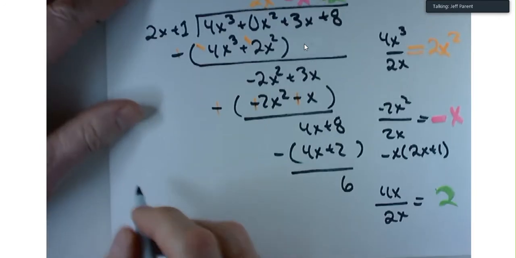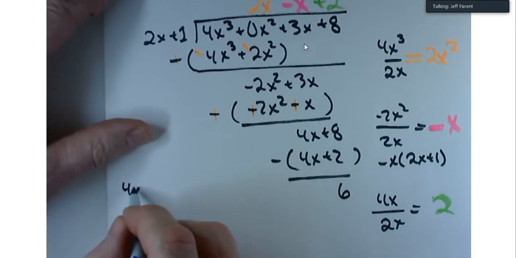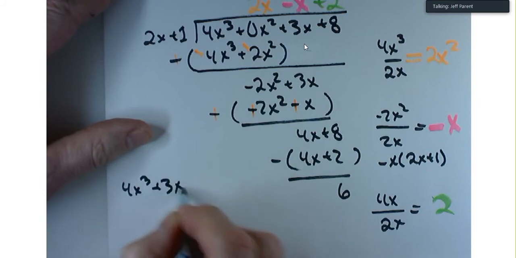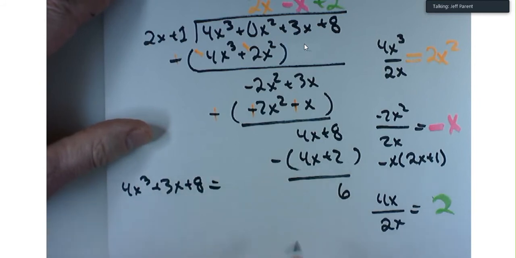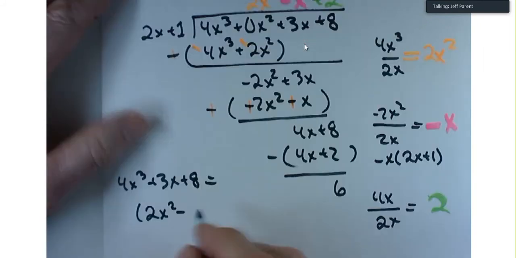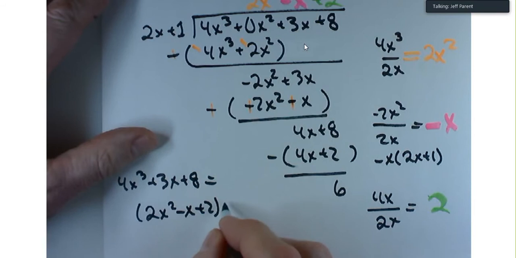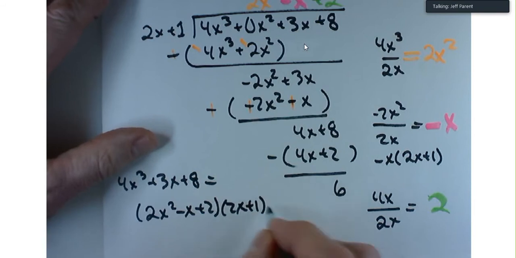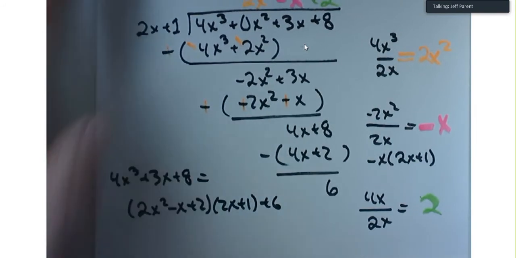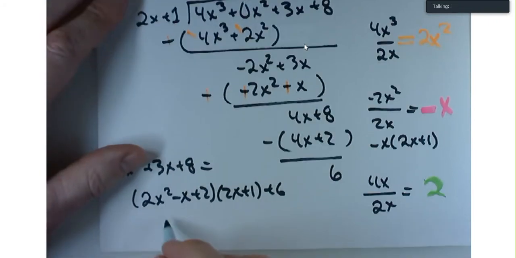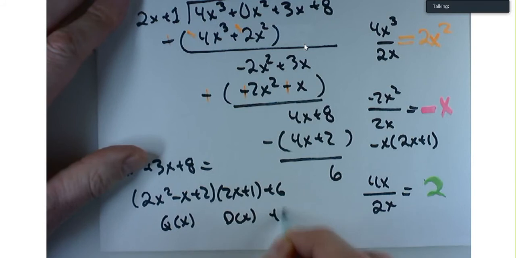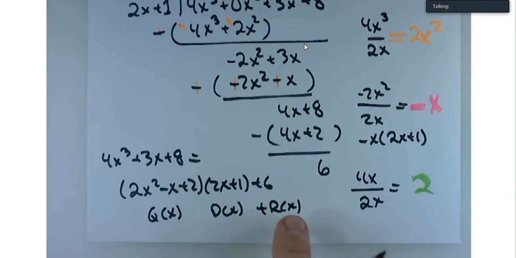So our p of x, 4x cubed plus 3x plus 8, should equal 2x squared minus x plus 2 times 2x plus 1 plus 6. So that's your q of x times d of x plus r of x. Not much of an r of x, it's just a constant. That's okay. But there's your final answer on that one.